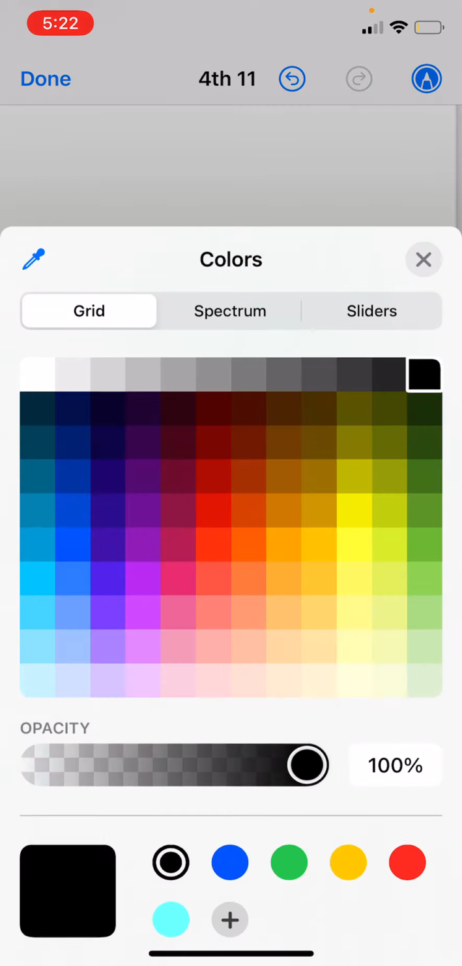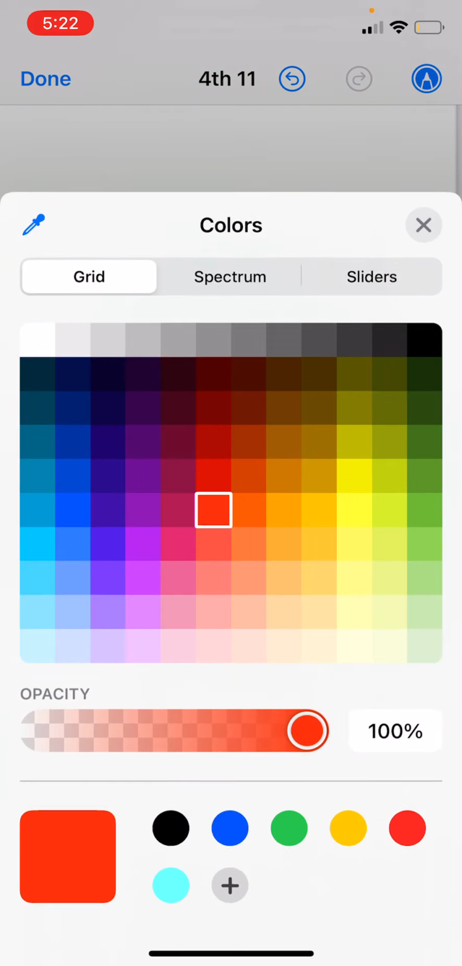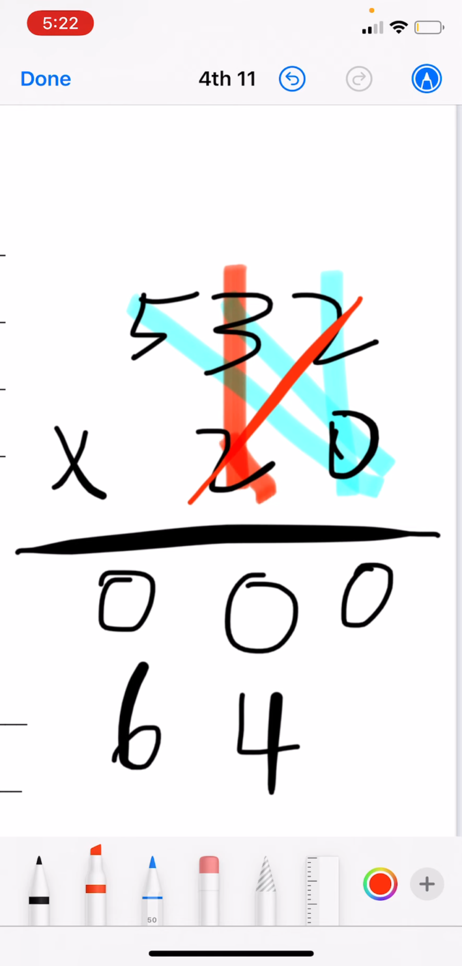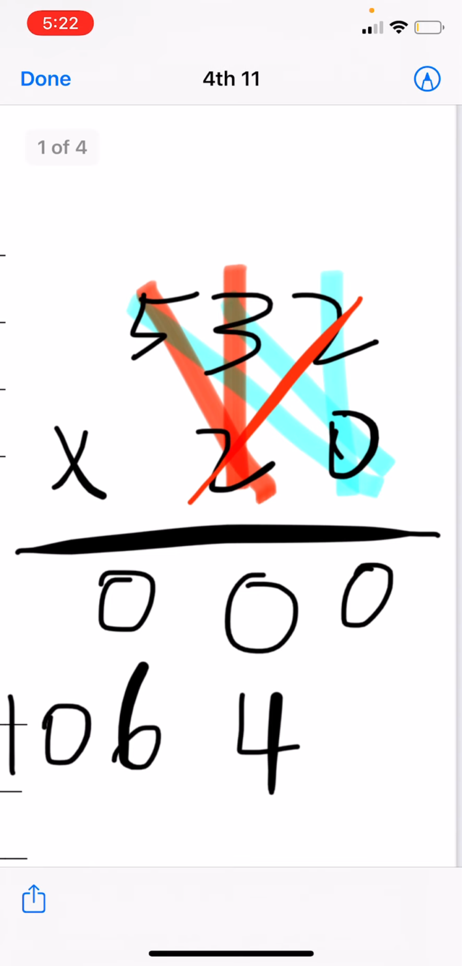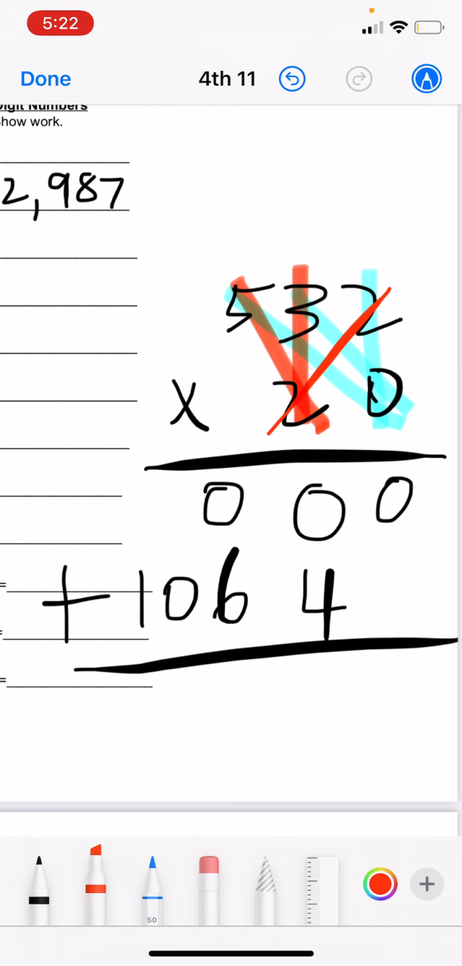Then we're going to switch to a different color and go multiply the 2 out. So, 2 times 2. Sorry about that. 2 times 2 is 4. 2 times 3 is 6. And 2 times 5 is 10. So we're going to add this after adding our imaginary zeros. So we'll add an imaginary 0 here, here, and here.